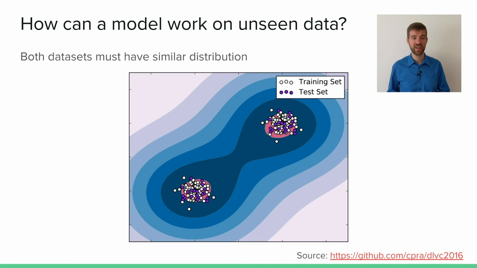So as we can see in this example here, we have the white and the purple dots, and they form two clusters, but we randomly drew samples, so we can actually learn this distribution of these two clusters that we can separate, in this case, linearly with a line.